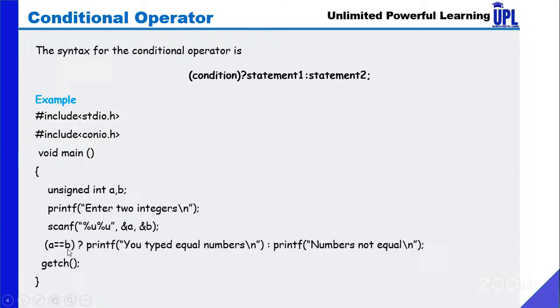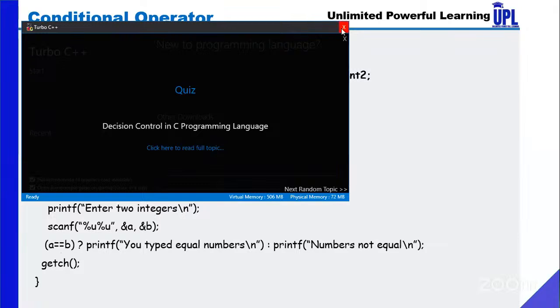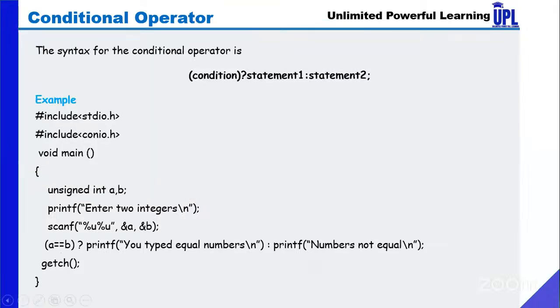If two numbers are equal, the question mark, we are printing equal number, otherwise numbers are not equal. So using this conditional operator, instead of writing a block of code, if it is a single line execution, it is possible, then I can use the ternary operator or conditional operator. This is an alternative to the if-else statement. So we can quickly look at this, try to understand this, so that we can appreciate what is the use of conditional operator.